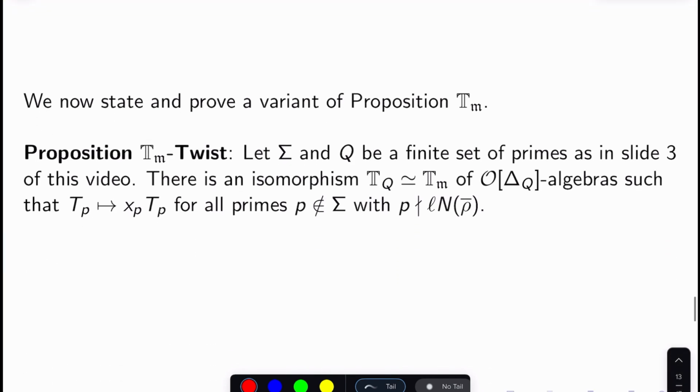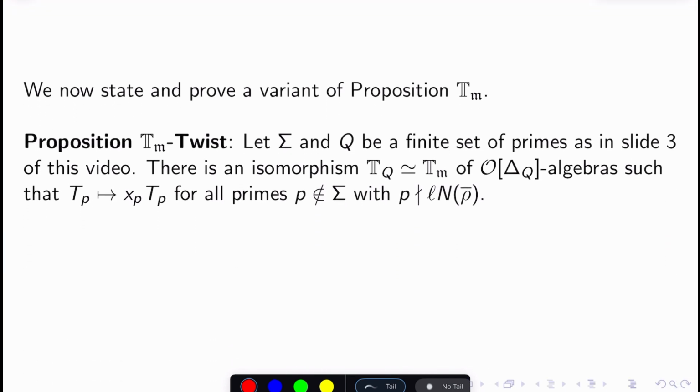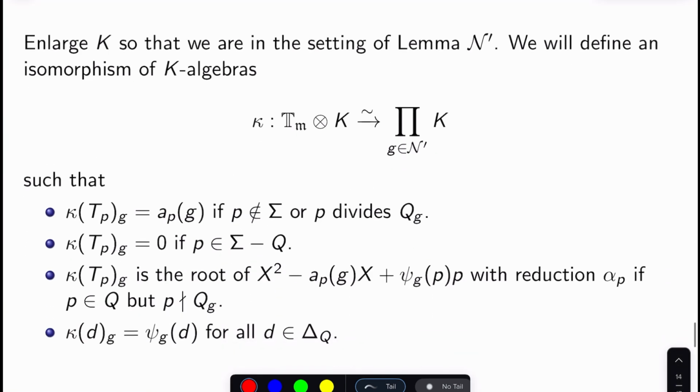Okay, now we're going to state and prove our variant of proposition T sub frak m that we've been aiming at for this whole video. We'll call it proposition T sub frak m twist. And it says, let sigma and Q be a finite set of primes as in slide 3 of this video. Then there's an isomorphism between T sub Q and T sub frak m of O bracket delta Q algebras, such that T sub p is sent to x_p T_p for all primes p not in sigma, with p not dividing l times the conductor of rho bar. Okay, so let's prove this.